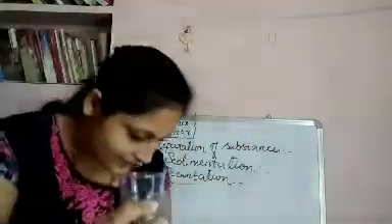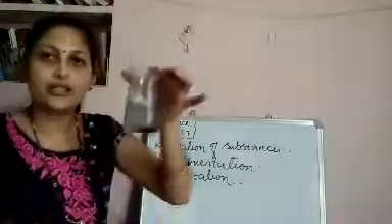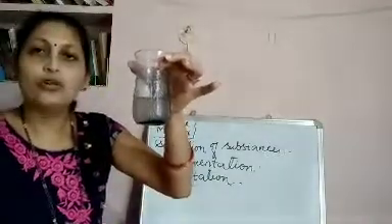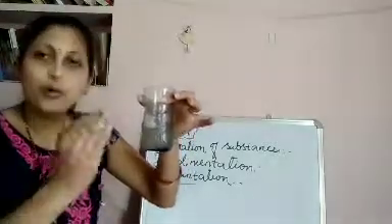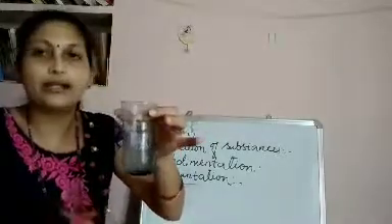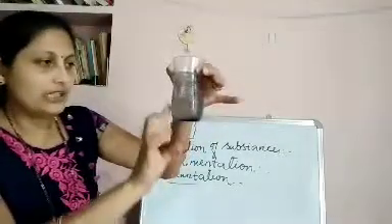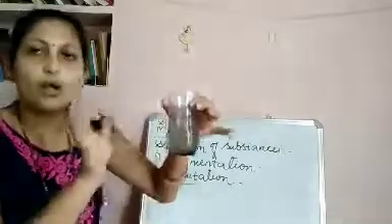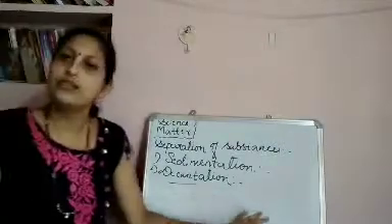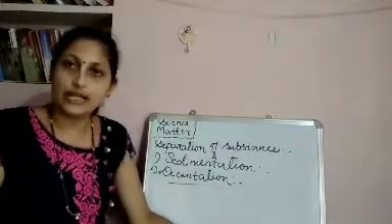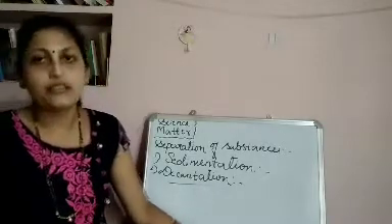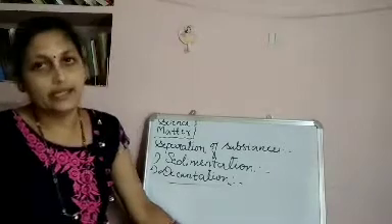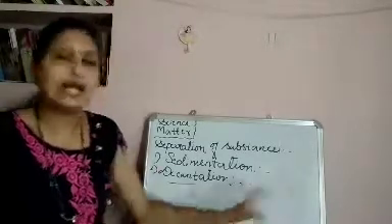This is called decantation. So without disturbing the sediment, the pure water above the sediment has to be poured into another container, so that you will get clean water here, isn't it? This process is called decantation. So what is decantation? It is a process by which clean water above the sediment is obtained in another container.